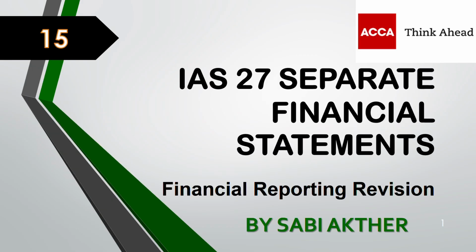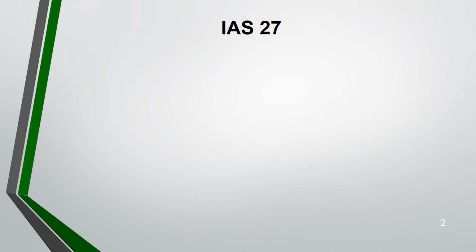Assalamualaikum. Welcome to video 15 of financial reporting. This is IAS 27, separate financial statements. This is relevant for both FR and SBR students, but normally this is not asked. But if it is asked, you should be able to know how to account for it. This is a very short standard and it is often asked in group accounting.